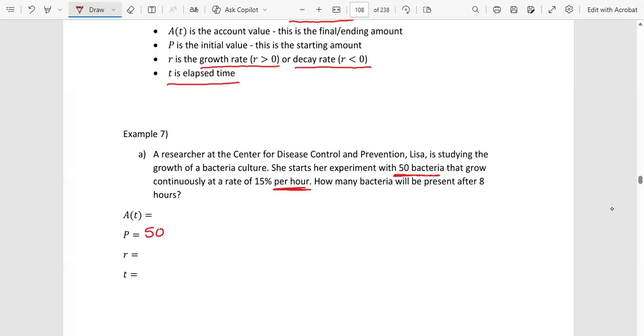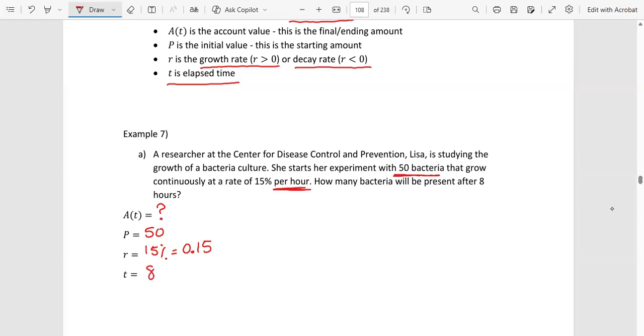It says grows continuously at the rate of 15%. When it says grow, that means that's a positive R. And R is 15%, which is 0.15. How many bacteria will be present after 8 hours if T is 8?